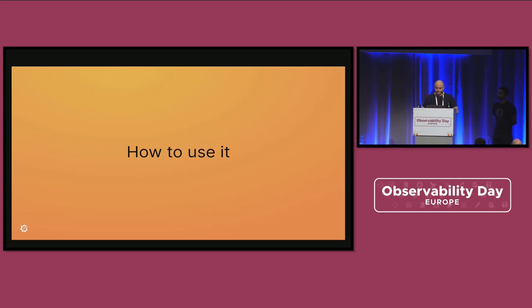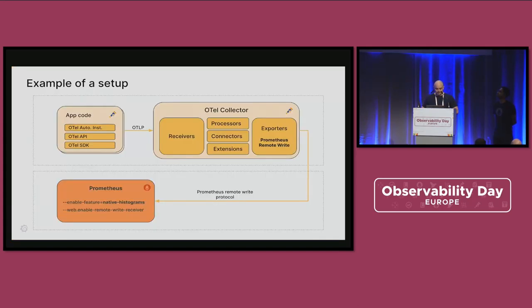So now let's take a look at a hypothetical system setup that uses exponential histograms. So in this setup, we have OTEL instrumented application logic that produces exponential histograms, and OTEL collector receives this OTLP payload that has exponential histograms. So currently, the translation from exponential to native histograms is implemented only in OTEL collector, Prometheus remote write exporter.